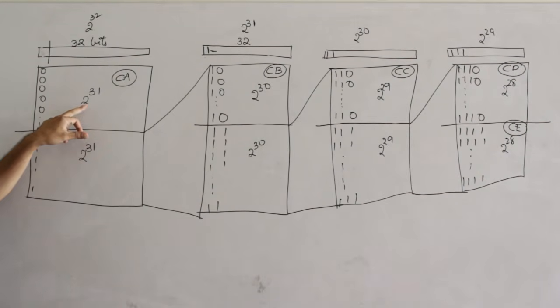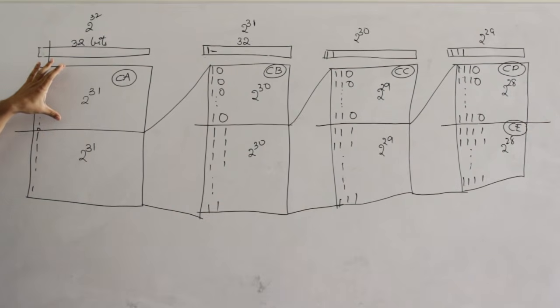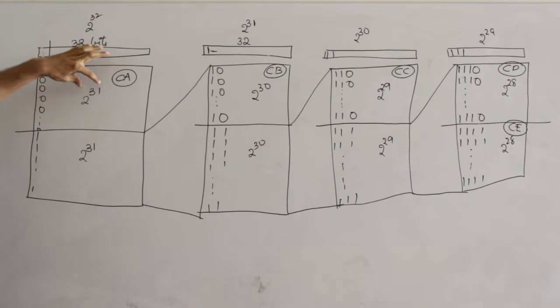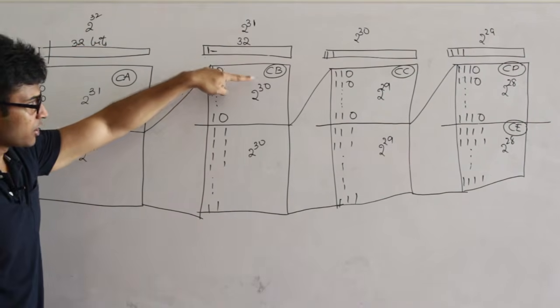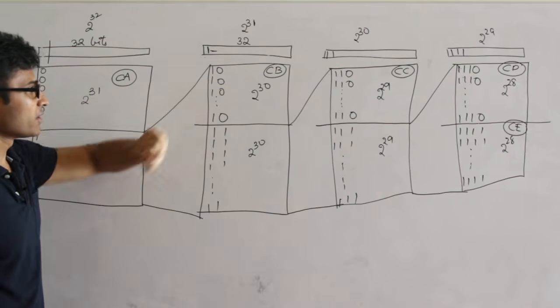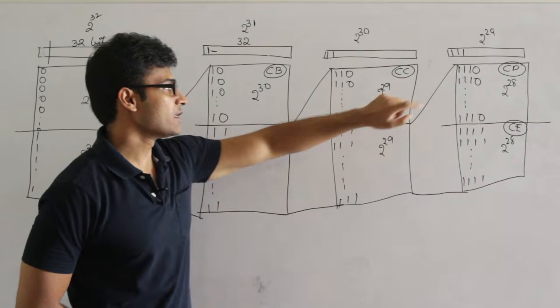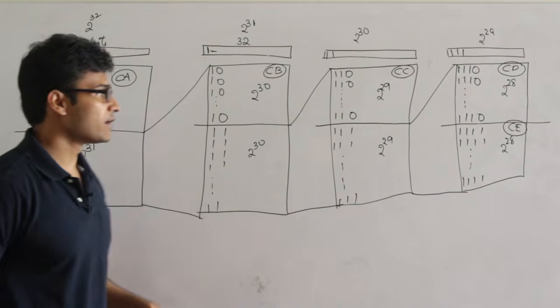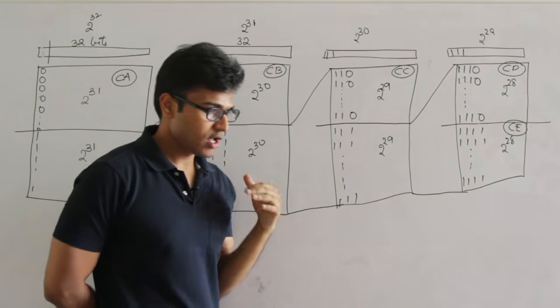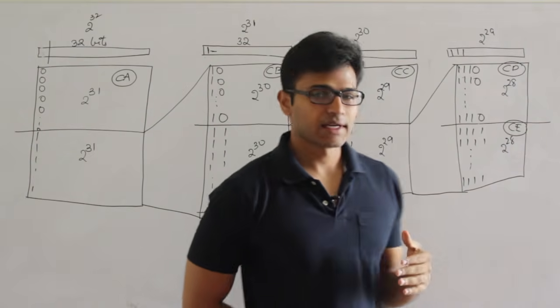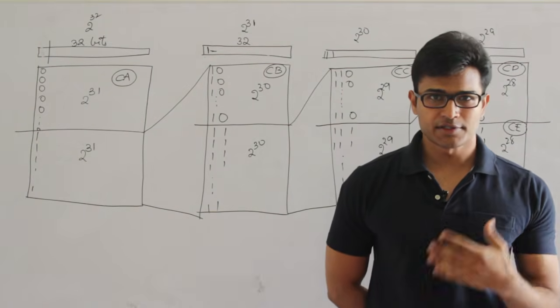See, in class A, what is the total number of IP addresses present? That is one question. In class A, the total number of IP addresses present is 2 power 31. In class B, it is 2 power 30. In class C, it is 2 power 29. In class D, it is 2 power 28. That is the first thing you have to remember. So one kind of question is, given any class, what is the total number of IP addresses present?